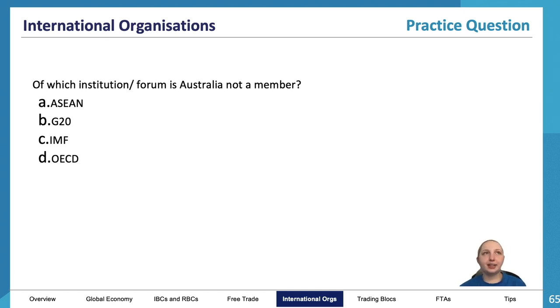I'll give you guys just another minute to think about this one as well. Alrighty, and the answer to this one is A, ASEAN, or the Association of Southeast Asian Nations. But Australia is a member of the G20, the IMF, and the OECD.